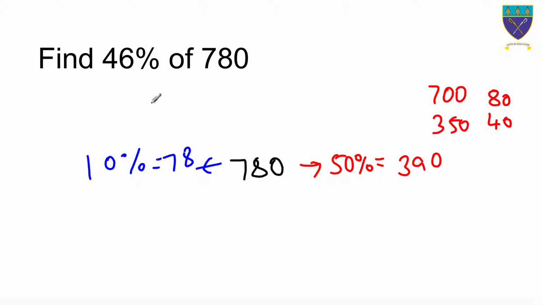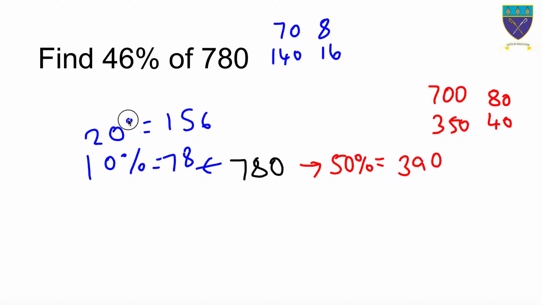Now to make 46%, I could double the 78. If I split it into 70 and 8, double both components, so I get 140 and 16, I get 156. So 40% would be equal to double of that. So double of 150 is 300, and then double of the 6 would be 12, so 312. 5% would be equal to half of the 78.